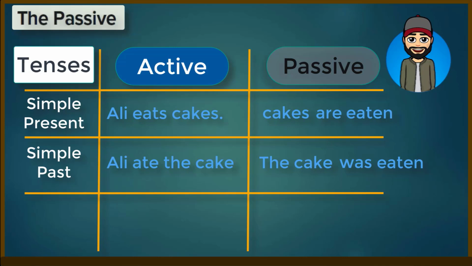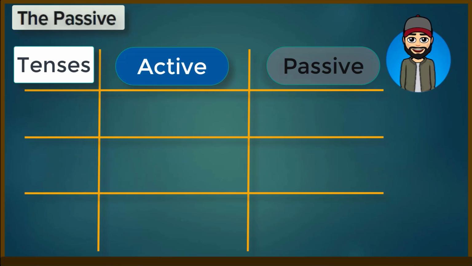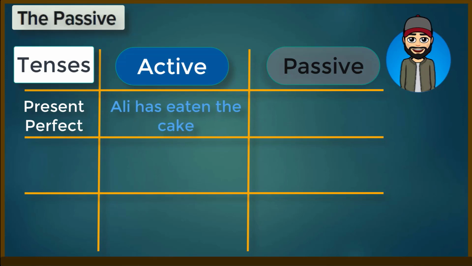You can add by Ali here or you don't have to. يمكنك إضافة بواسطة علي أو لست ملزما أن تضيفها. Present perfect المضارع التام. Ali has eaten the cake. Okay, so when we change it, as always, we take out the subject, which is Ali. Then we bring the object at the beginning and we say the cake has been eaten. وكالعادة الفاعل نبعده ثم نأتي بالمفعول به في المقدمة ونقول the cake has been eaten.